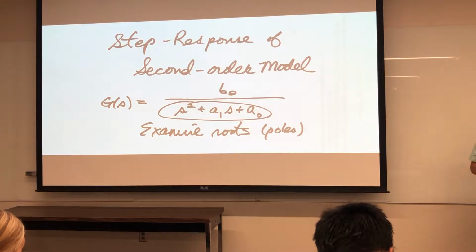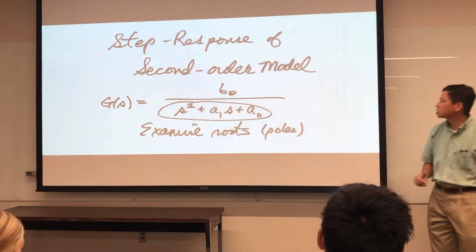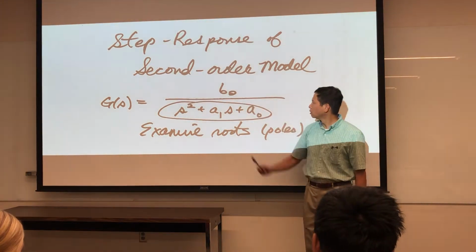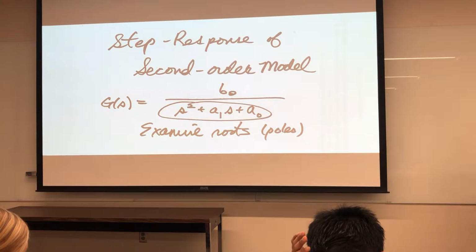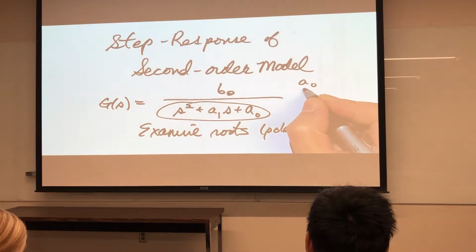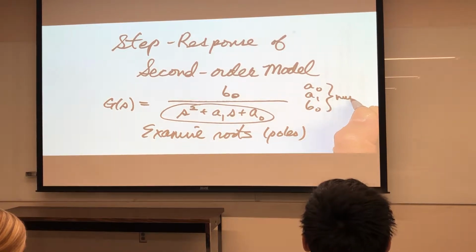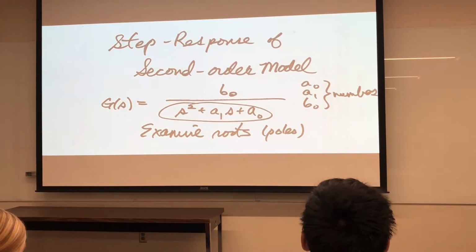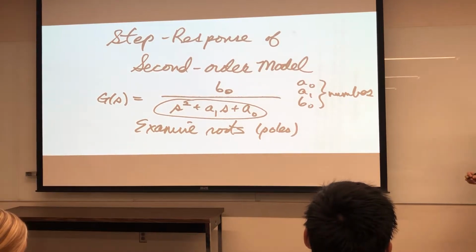Quick question? Is that a 6S on the top in the numerator? Is that a 6S? No, that's a B0. That's A1 and A0 and B0. So A1, A0, and B0 are just constants. Let's make that A0, A1, and B0 are just numbers. Thank you, sir. Maybe I shouldn't use B. Maybe I should use gamma. Let's use a Greek letter.